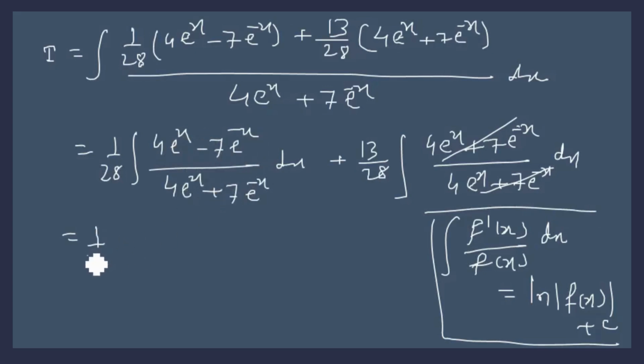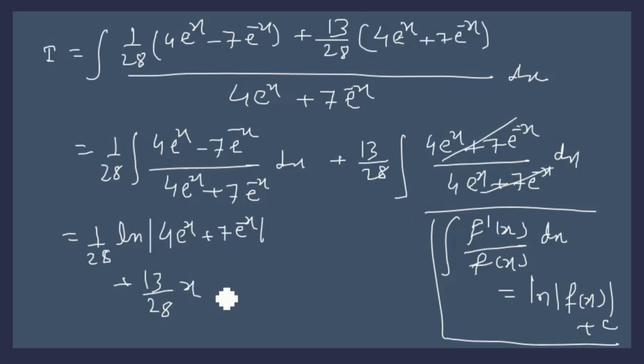So I can write this as 1/28 log of (4e to the power x plus 7e to the power minus x), plus 13/28 times the integration of dx, which is x, plus c. So we get the integration I. The result is, I can take 1/14 common.